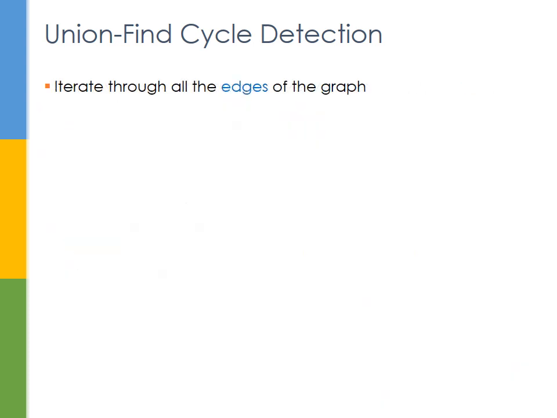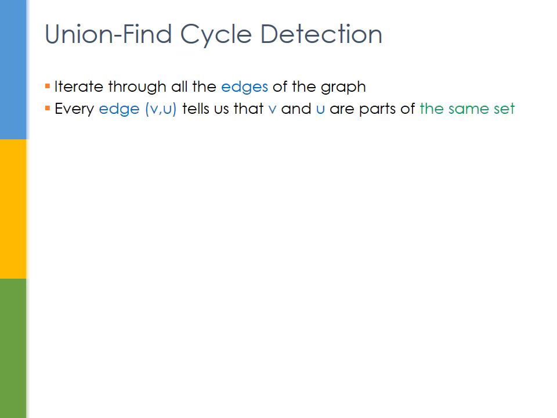So given this initial data structure, we can then begin with the actual execution of the union-find cycle detection algorithm. So we iterate through all of the edges that exist within the graph. And for every edge that connects vertex V and U, this tells us that vertex V and U are part of the same set. So this means that we can update our structure, and for this edge that connects vertex V and U, we must join vertex V and U into a single set.